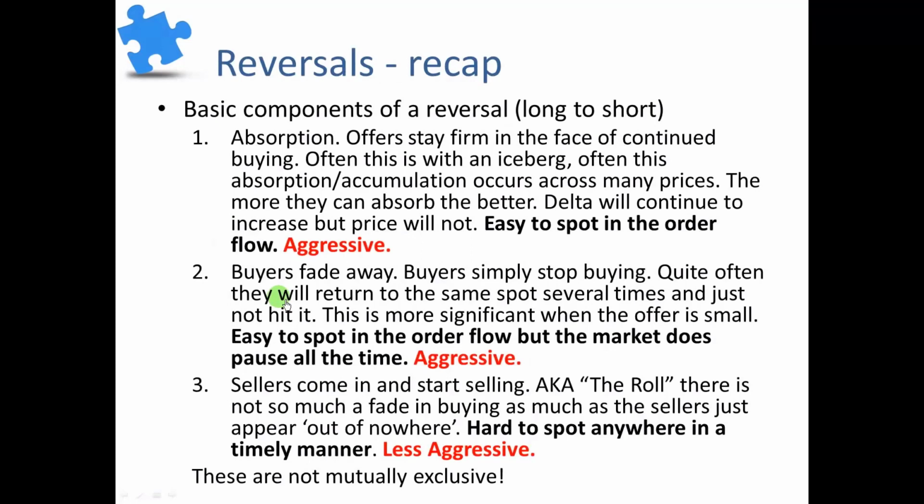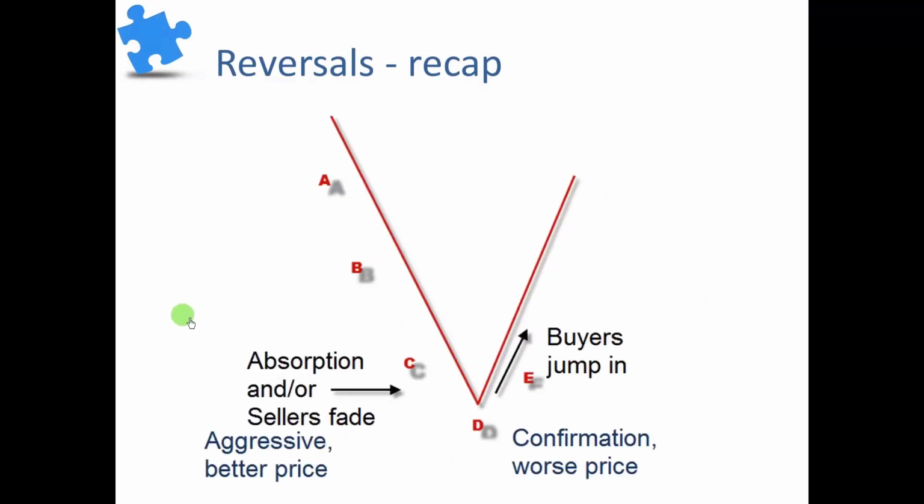Now, we did discuss the 3 elements of a reversal previously. We're not going to go over it again, but just note that these elements of reversal are not mutually exclusive. You do often see more than one of these at a reversal. Now, the absorption and the seller's fade are going to occur at a low. And obviously, if you're seeing the absorption or the seller's fade, you're going to have an earlier signal and a better price. When buyers jump in, that is actually additional confirmation.